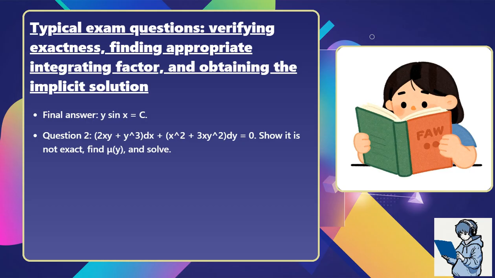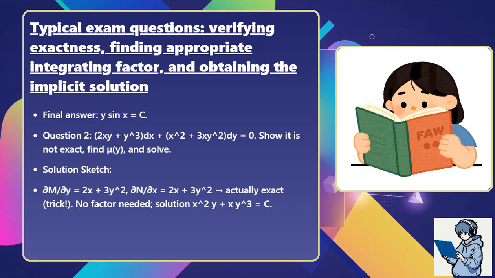Question 2. (2xy plus y cubed) dx plus (x squared plus 3xy squared) dy equals 0. Show it is not exact, find mu of y and solve. A solution sketch. Partial M with respect to y equals 2x plus 3y squared. Partial N with respect to x equals 2x plus 3y squared, therefore it is actually exact, a trick. No factor needed. Solution: x squared y plus xy cubed equals C.